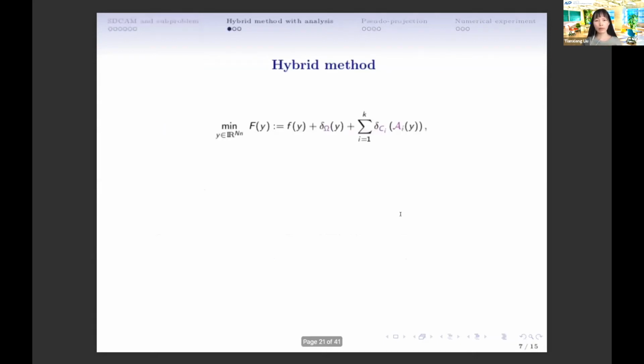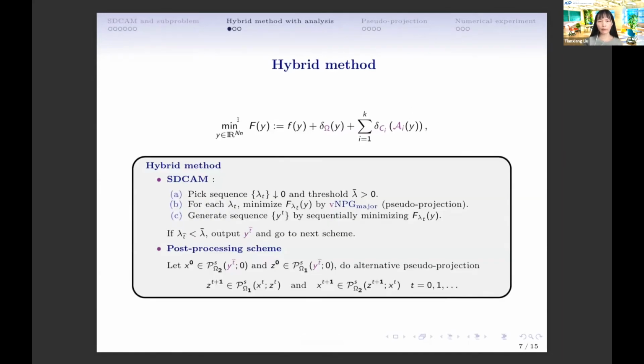So to summarize, what we have done is this hybrid method. So our original problem can be written as this uniform reformulation. Then in the hybrid method, we include the SDCM and also the post-processing. So for the SDCM, basically, we first pick some decreasing parameter lambda t, and some threshold lambda bar. And we fix every lambda t, and we minimize f lambda t instead of minimizing f y. So it's by the V-MPG method we just mentioned, whose subproblem is pseudo-projection. And then we decrease lambda t, and we successively minimize f lambda t y, and in the outer loop, we get a sequence y t.